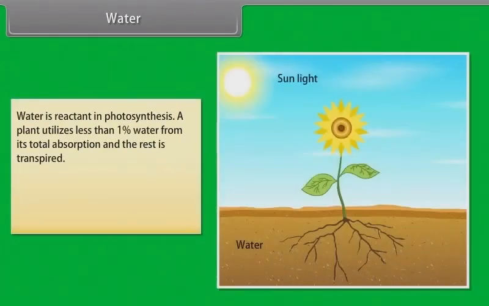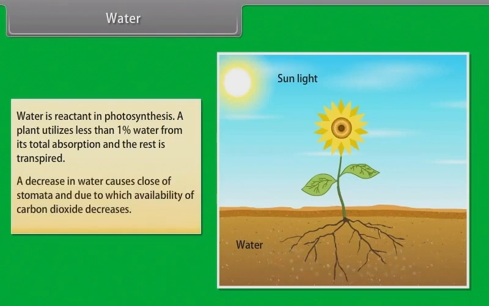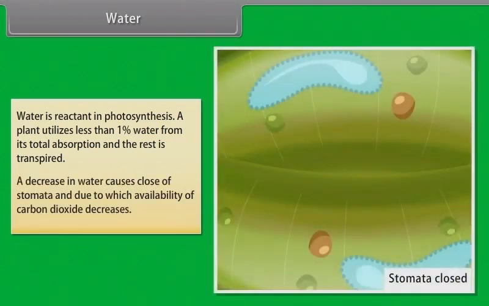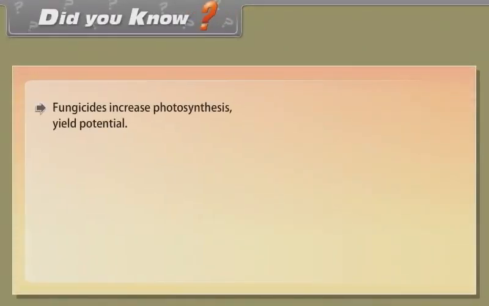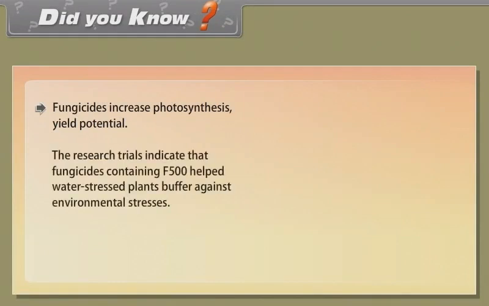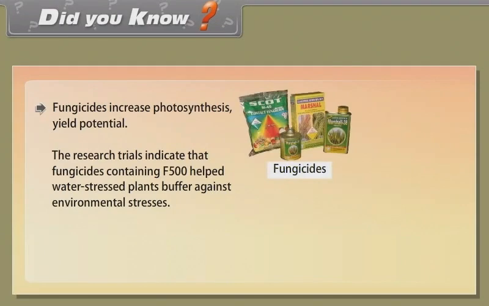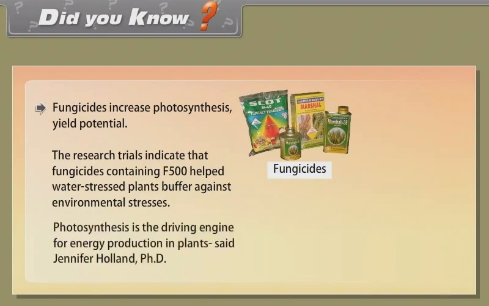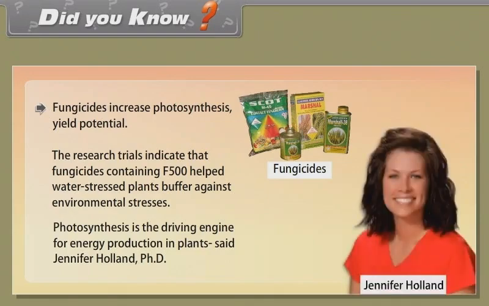A plant utilizes less than 1% of the water it absorbs for photosynthesis, and the rest is transpired. A decrease in water causes closing of stomata, due to which the availability of carbon dioxide decreases. Did you know? Fungicides increase photosynthesis and yield potential. The research trials indicate that fungicides containing F500 helped water-stressed plants buffer against environmental stresses. Photosynthesis is the driving engine for energy production in plants, said Jennifer Holland, PhD.